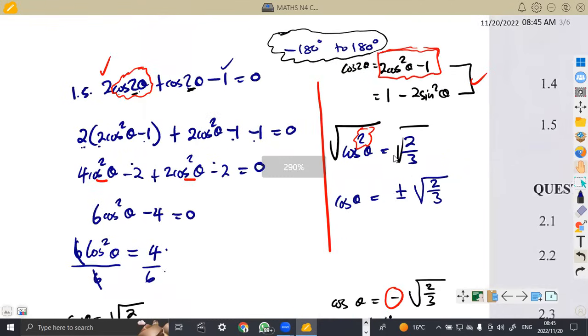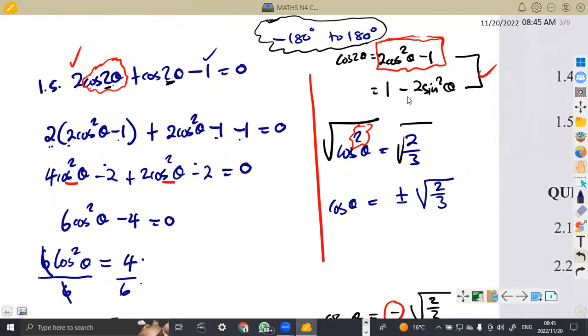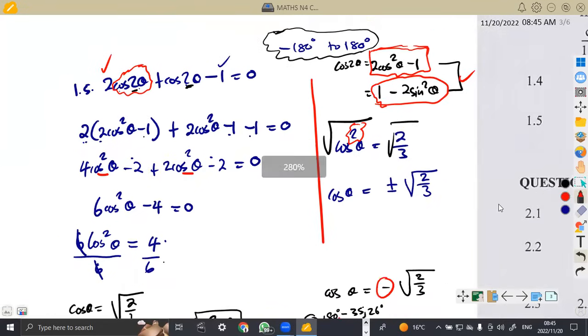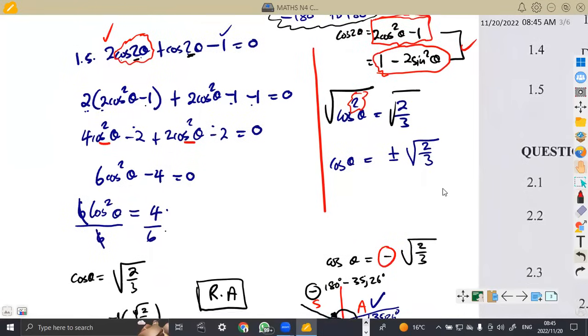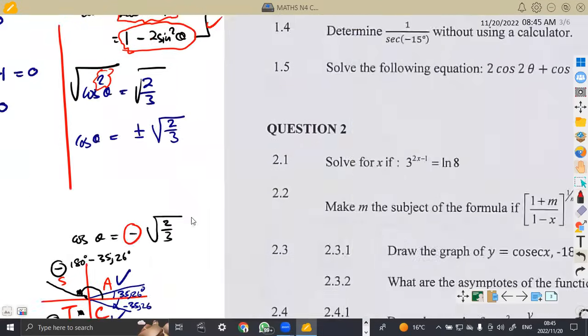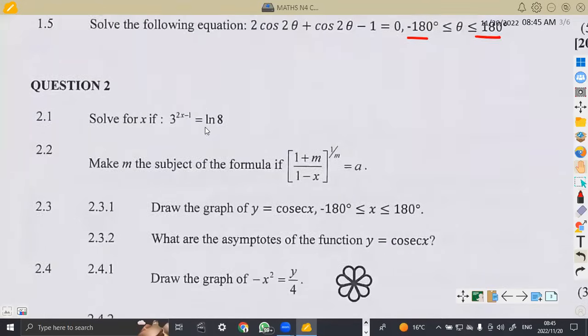So it was a matter of applying the identity. Like I said, we could have used this one for 1 minus 2 sine squared theta. I wanted to prove this one if you're obtaining the same answers. If not, then we shall see this question on another video or another platform.